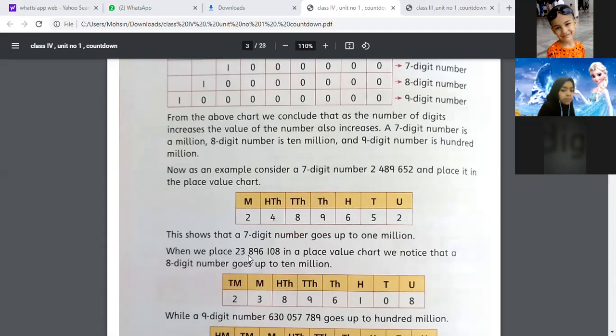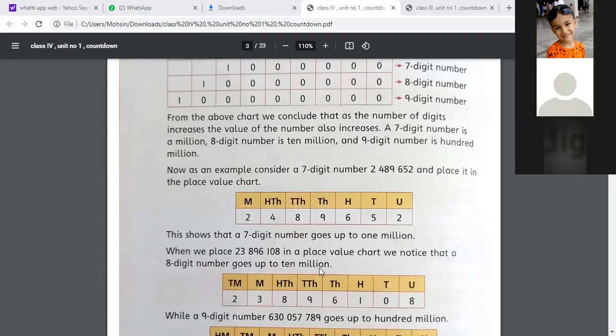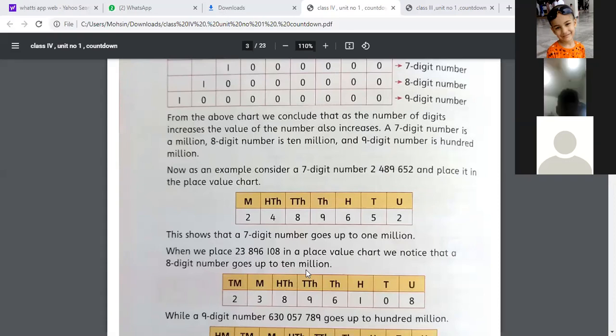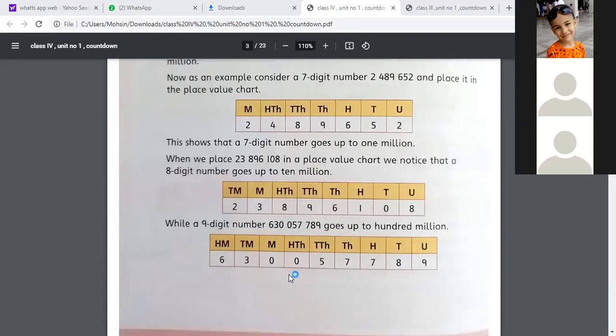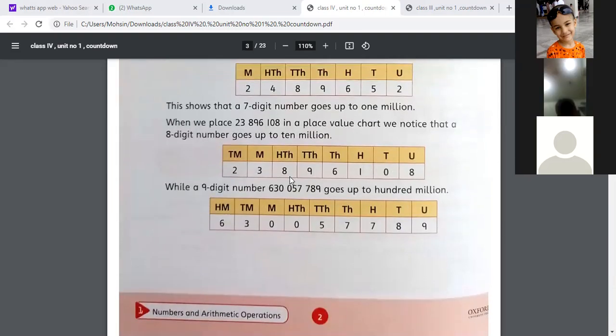When we place 23896,108 in a place value chart, we notice that an 8-digit number goes up to 10 million. So how are we going to write it? We know the unit is 8, so we write 8 under unit, and so on like this. Now the next one is an 8-digit number.